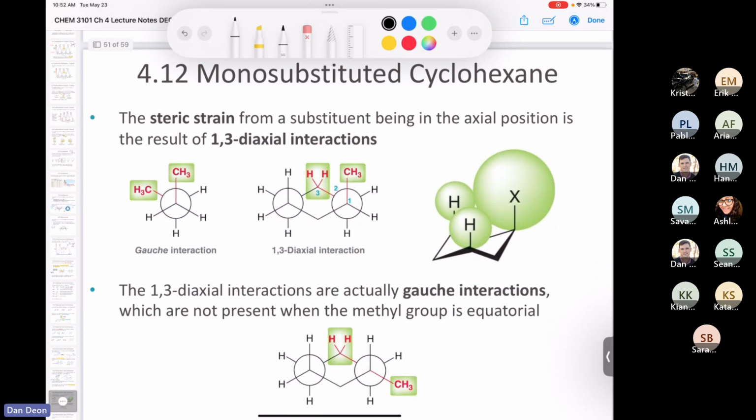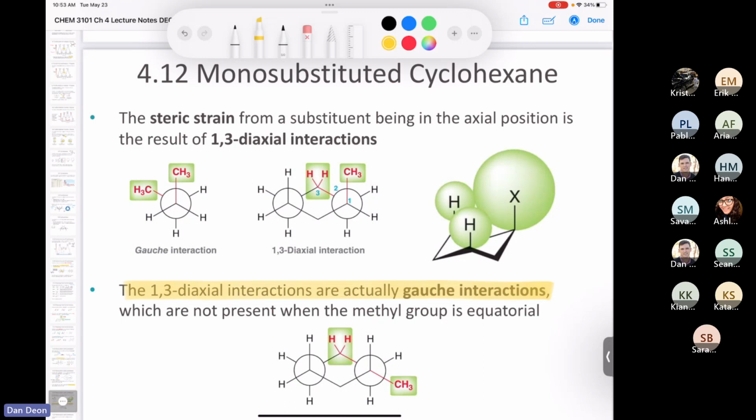So the 1,3 diaxial interaction. Really, the 1,3 diaxial interaction is nothing more than a gauche interaction. I'm going to highlight that for you. All it really is is just a gauche interaction. I'm not really going to quiz you on whether it's a gauche interaction or whatever, but that's really all it is.